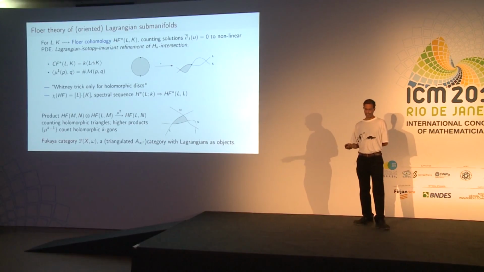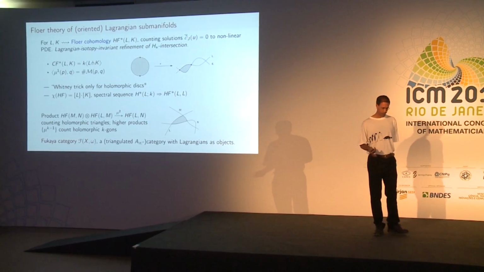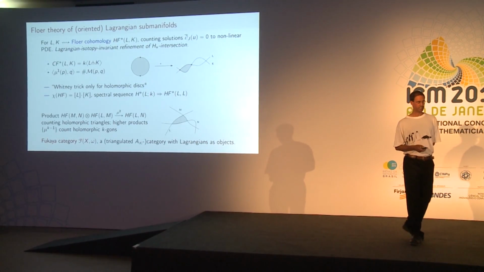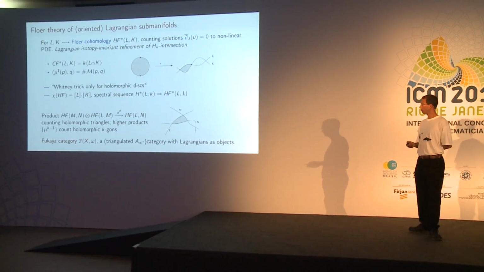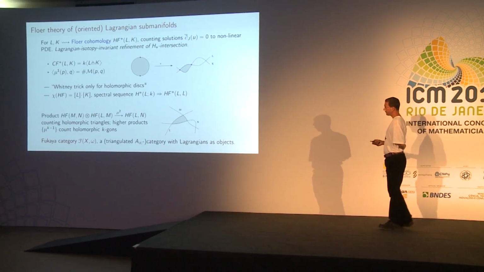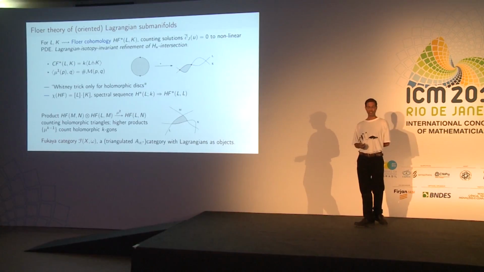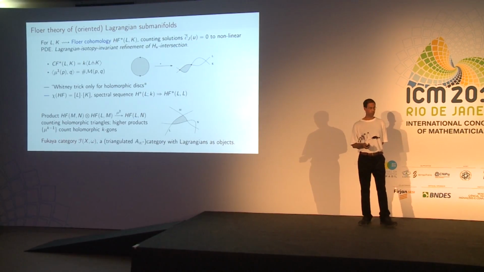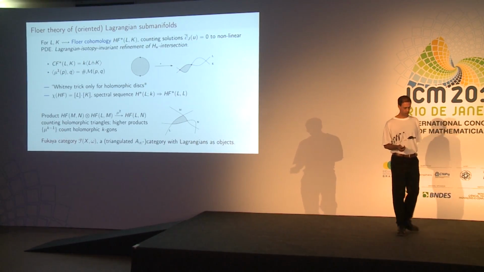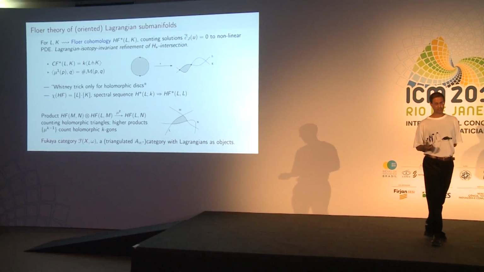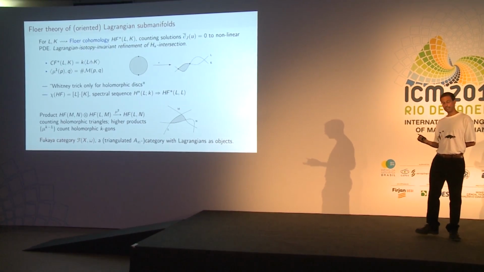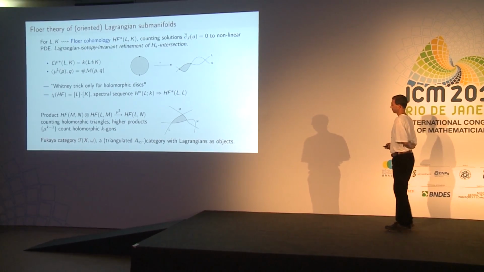A Lagrangian L is never meeting itself in finitely many points, but one can make sense of the theory in that case, and Floer cohomology is a kind of corrected version of the ordinary cohomology in the sense that there's a spectral sequence from the cohomology of L to Floer cohomology, and the differentials involve holomorphic disks with boundary on L.